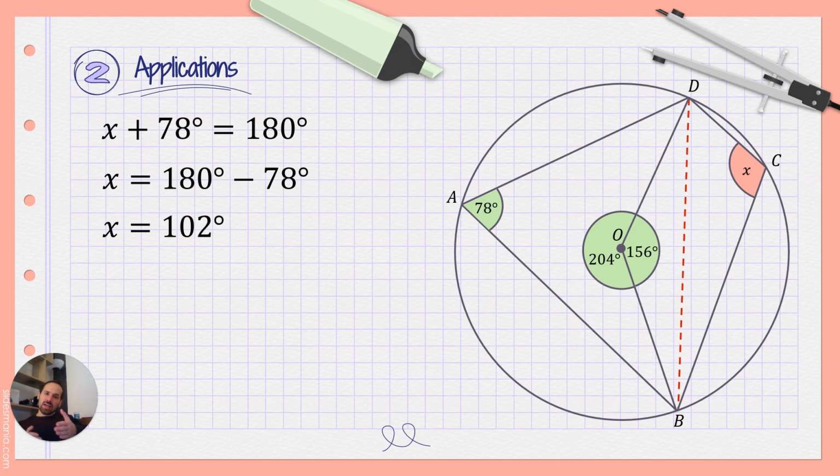Then you could use the fact that DB is a shared chord of DOB and DCB, but they're going in opposite directions, so we'd have to use that reflex angle there. So 2x is equal to 204, so x is half of that, 102. So you see, either way you work it out is perfectly fine. You get the same answer, and that's important.